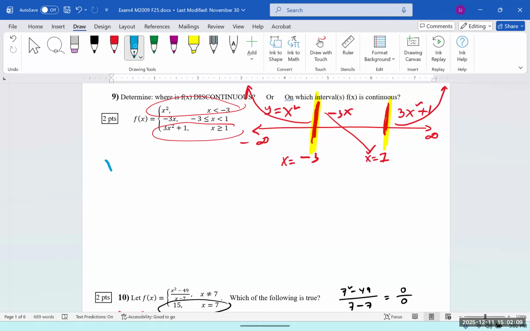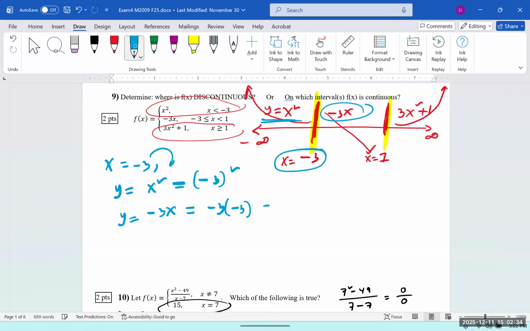So let's check. When x is -3, we have two different functions. The first function is x squared, and the second function is -3x. So let's see, do you get the same y value for this -3? So substitute. We have -3 squared, and we have -3 times -3. What is -3 squared? 9. What is -3 times -3? Still 9. So that means this function and this one meet at 9. Let's say this is y value 9. So the left and the right both meet at the same y value. So is this function continuous at -3? Yes. So then we move on to the next problem.